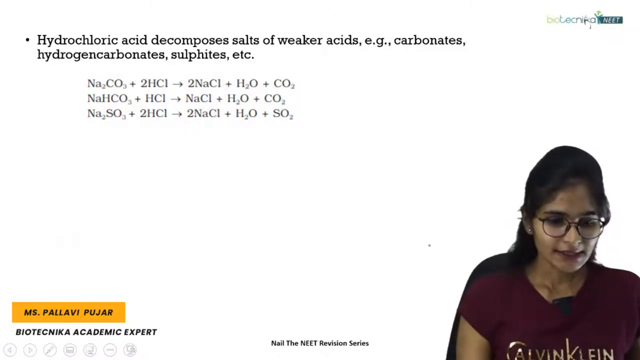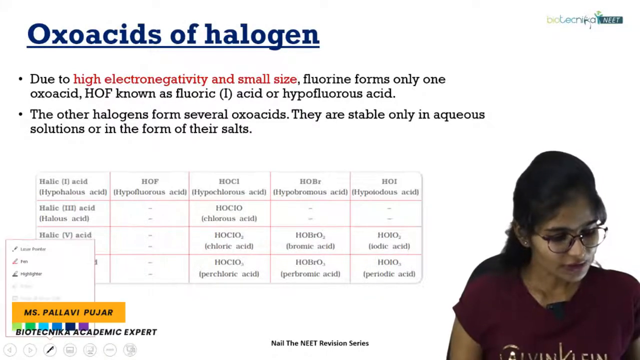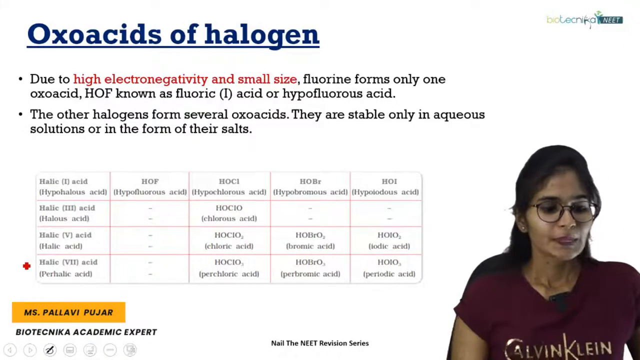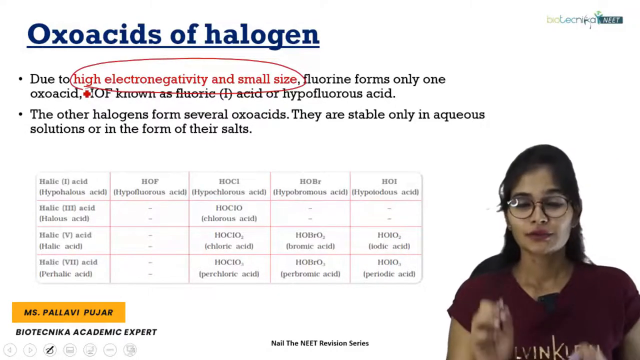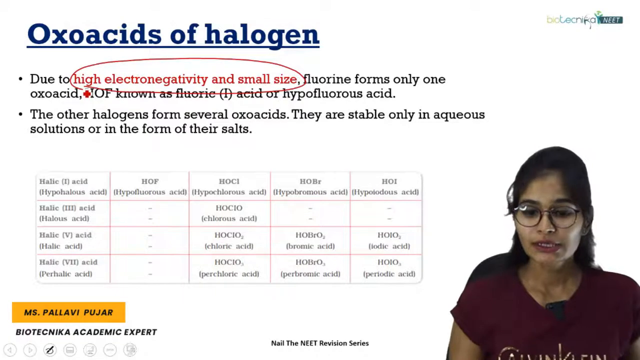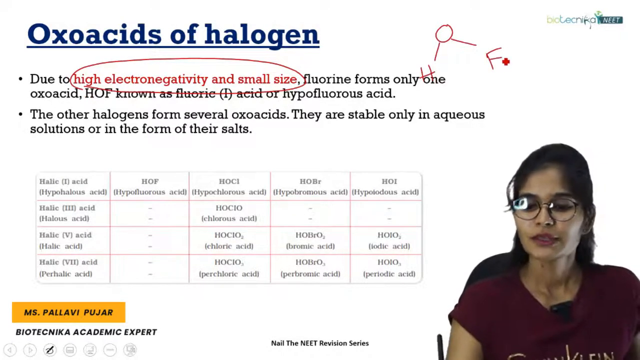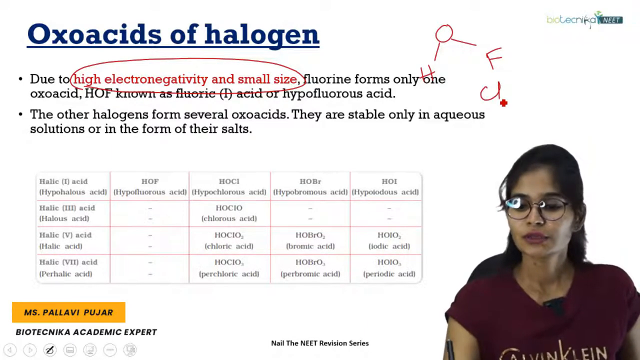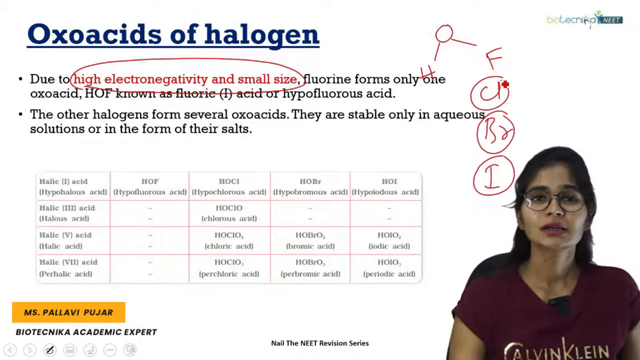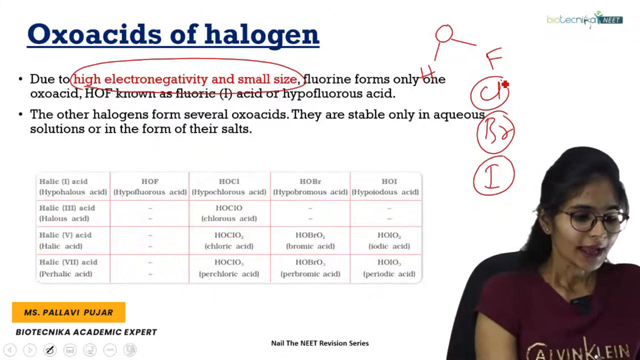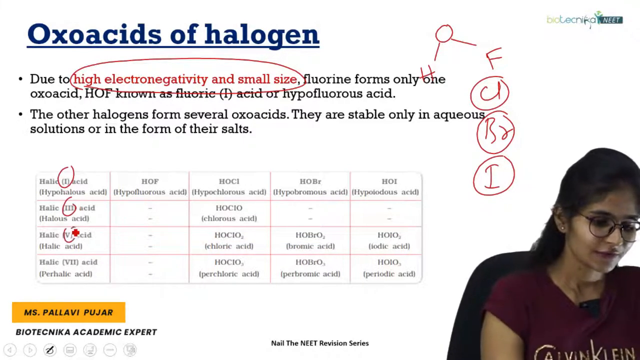Now coming to the next part, students, that is oxoacids of halogen. As you all know, due to high electronegativity and small size, we already confirmed that fluorine exists in only one oxoacid form, that is HOF. Apart from that, chlorine, bromine, or iodine exist as halic, perhalic, and hypohalous acids. For halic acids, you can see the oxidation states 1, 3, 5, 7.